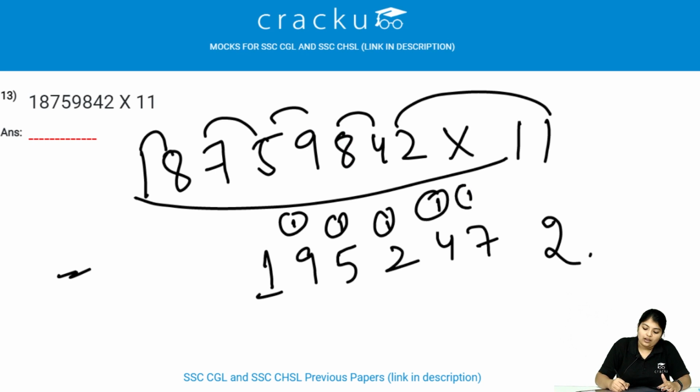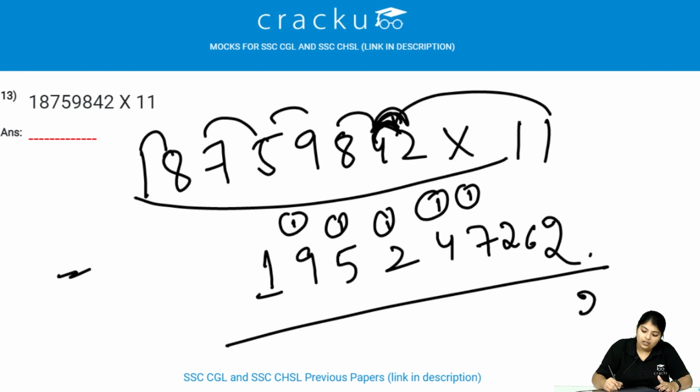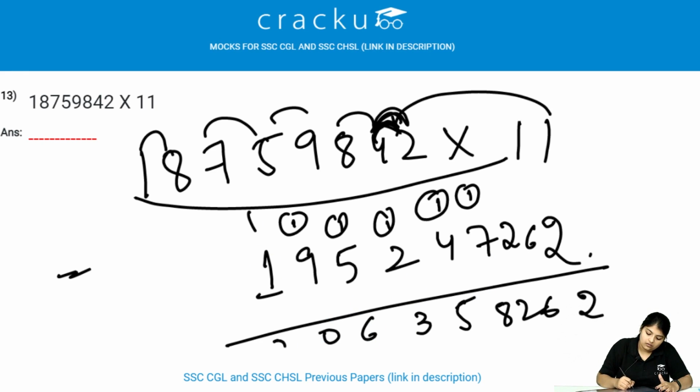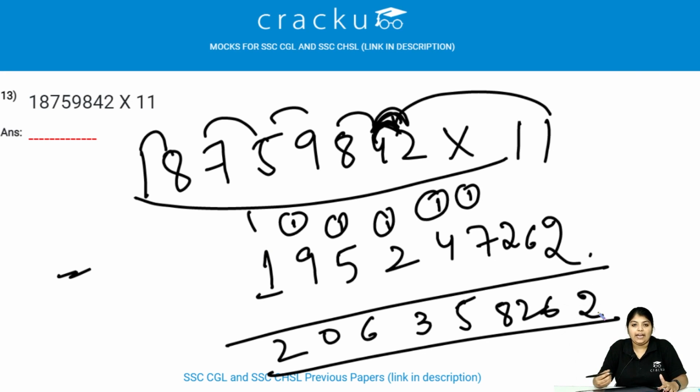8 plus 4 is 12, 1 carry 2 down, and 4 plus 2 is 6. Do not forget to add this, okay. Many make the mistake at this place. Do not forget to add the last two digits also. Now the answer will be 206,358,262. This is the answer when we multiply 187,59842 into 11. Okay.